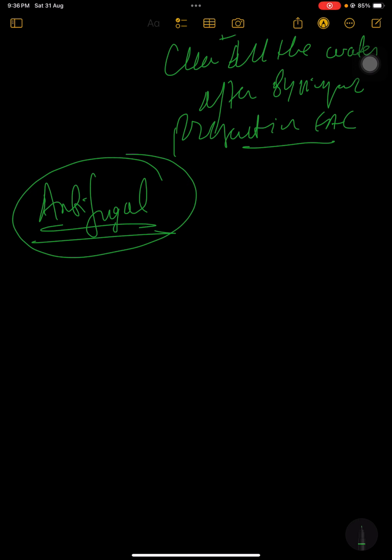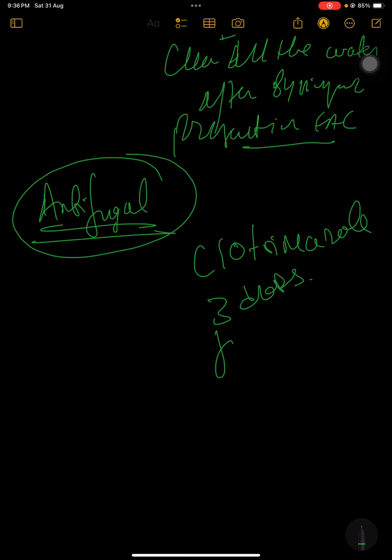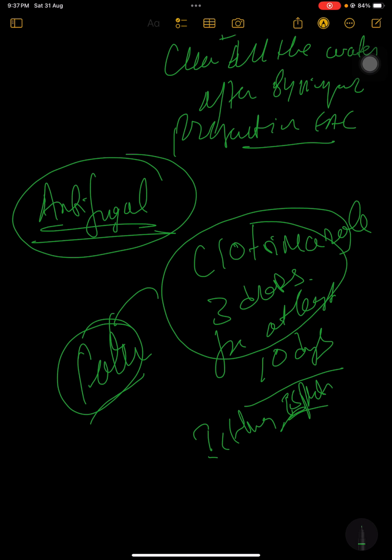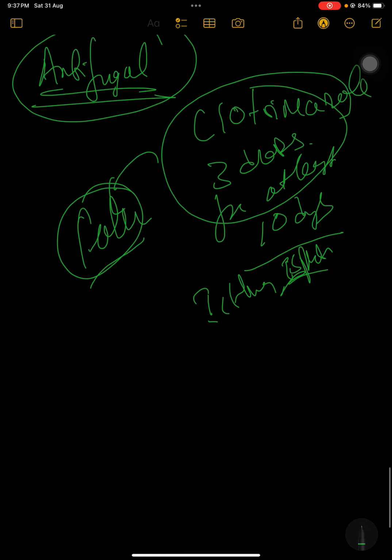The antifungal of choice is clotrimazole. Clotrimazole, you keep it, 3 drops for at least 10 days and come for a follow-up. There is no pain in this, so no analgesics, but there is history of itching. Itching is present, so if you use these antifungals, itching will also decrease.